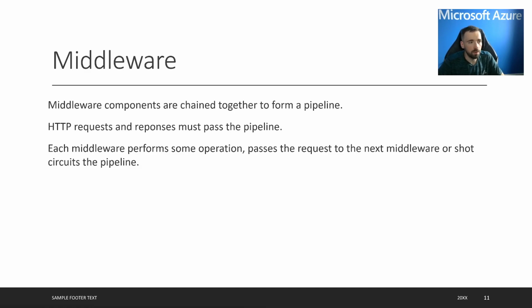The next concept in .NET is middleware, and middleware components are chained together to form a pipeline. So the HTTP requests and responses must pass through this pipeline, which is defined in our program.cs file. Each middleware performs some kind of operation on the request. It then passes it on to the next middleware, or it will short circuit the pipeline for some reason.